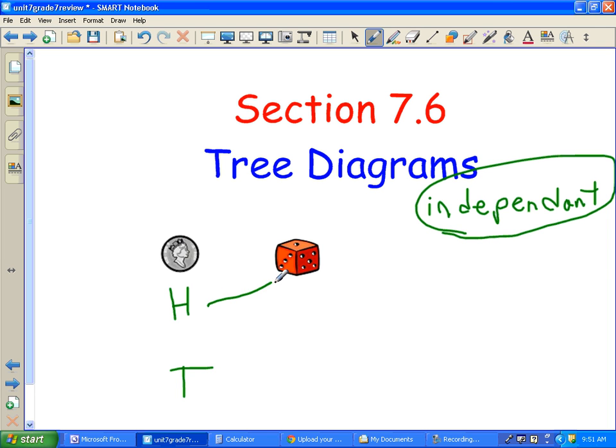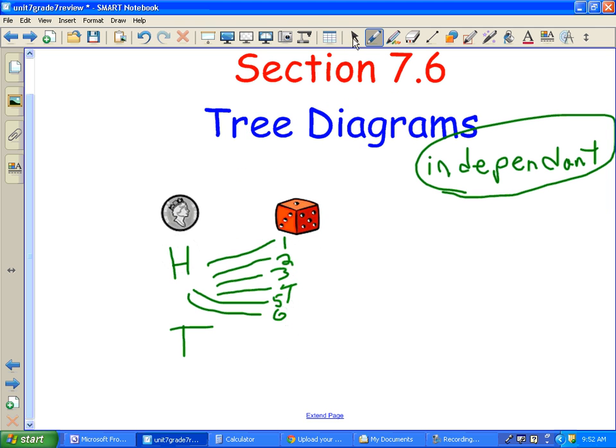What are my possibilities that I could get with one die? Well, I flip a head and then I roll this die. It doesn't matter that I flipped this. It's not going to affect what happens to this. So I could get a head and a 1, a head and a 2, a head and a 3, a head and a 4, a head and a 5, or a head and a 6. So those are my possibilities when I get a head.